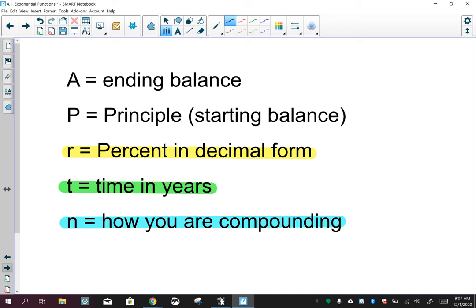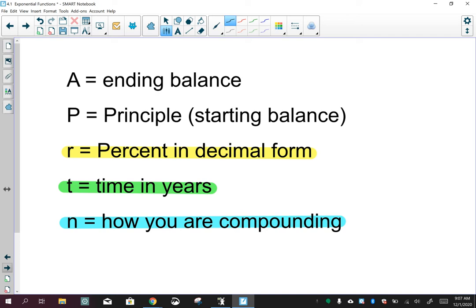So if I'm talking about months, that means I have to go 18 divided by 12 because there's 12 months in a year. If I'm talking about 472 days, I take 472 and divide it by 365. If I'm talking about 93 weeks, I take the 93 and divide it by the 52. You always have to maintain that 1 year status.